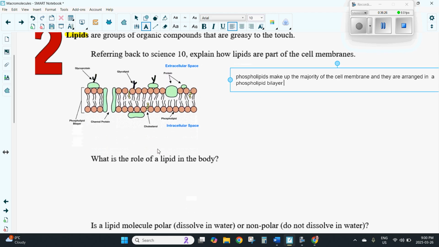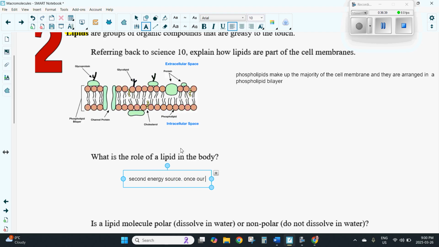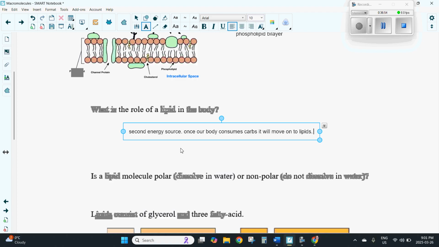So what role does the lipid have in the body? So this is our second energy source. Once our body consumes carbs, it will move on to lipids. Okay, and that's what you want, a very well balanced diet, because this is what allows us to feel full longer. Okay, if you just eat very simple carbohydrates, your body will consume that very quickly and you will feel very hungry very quickly.